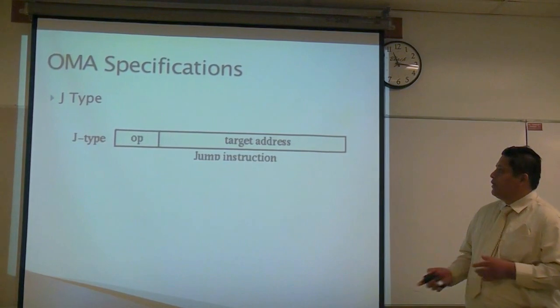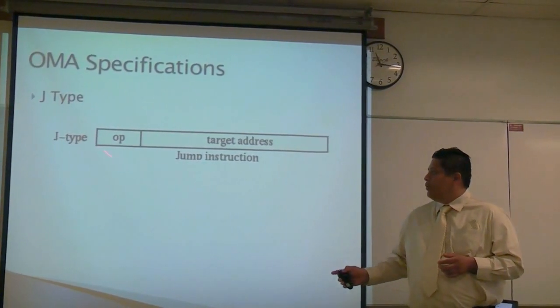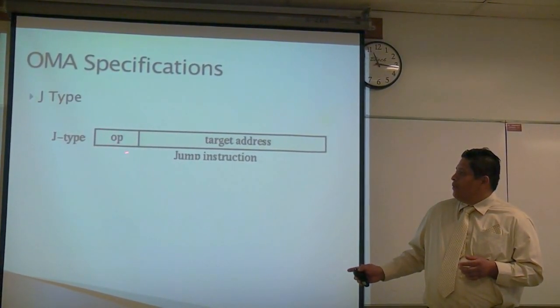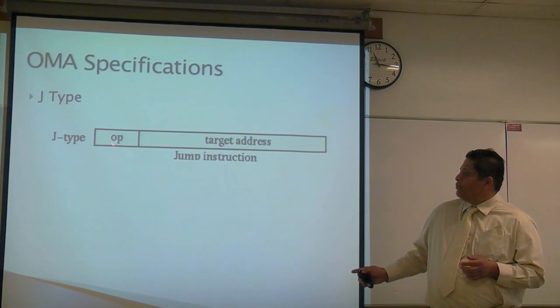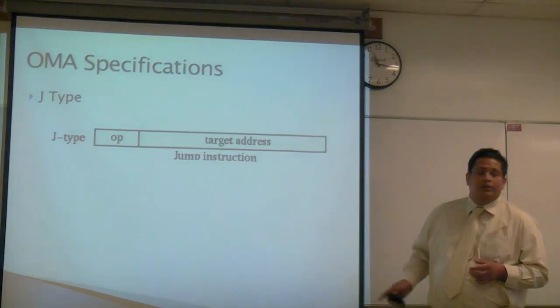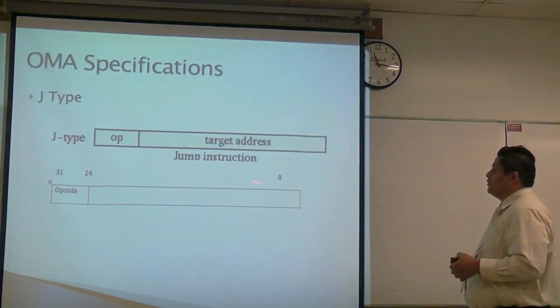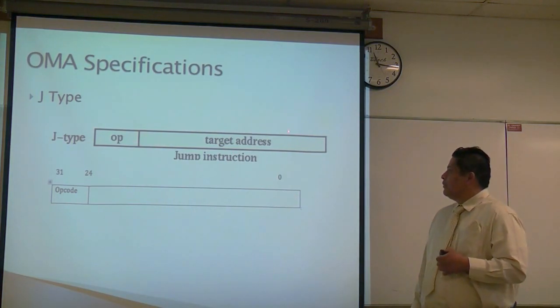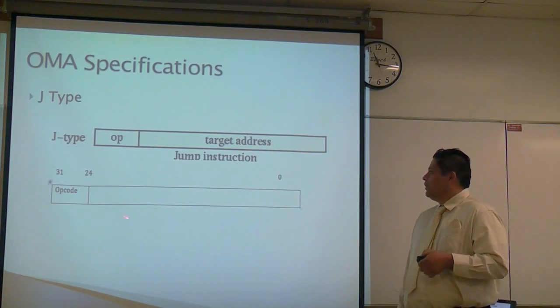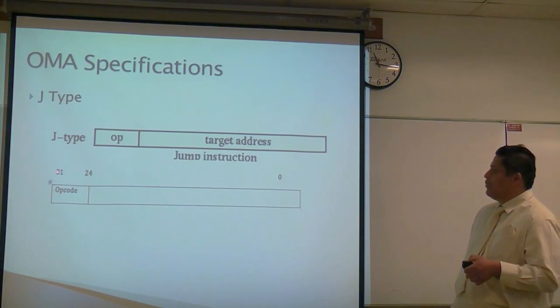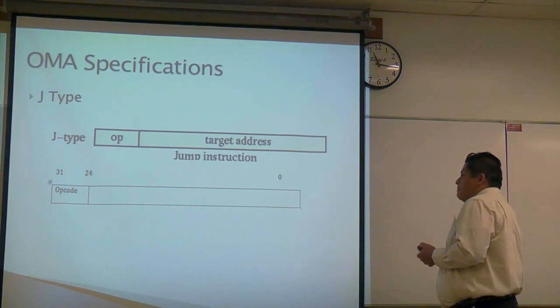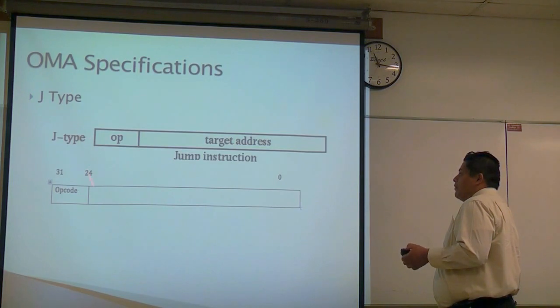In the J type, we actually use it for jump. In this case, we only tell what kind of jump we have with the first 6 most significant bits, and then the rest of the bits are actually used for the tagging. Here, from 0 to 24 is just the immediate, the target of the address, and from 24 to 31 we use it for the output to tell what kind of jump we want.